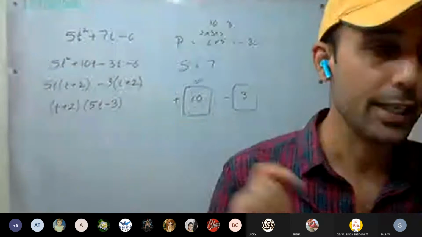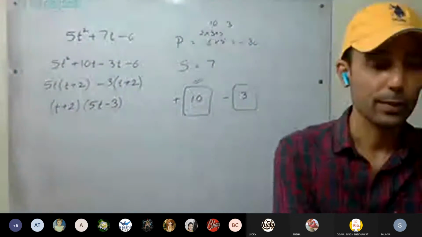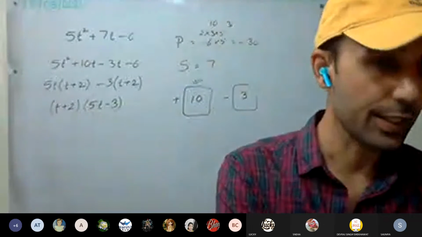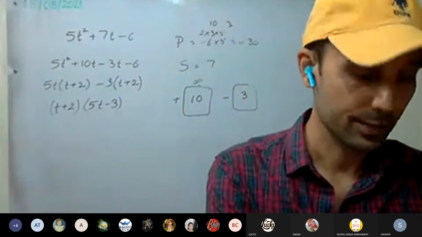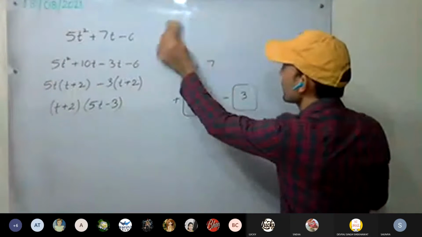For 1 minute, try the next one. I won't be doing it. Try it once. Are you able to do the next one? Eighth first, you try. Everyone try it first. Everyone start trying it first.